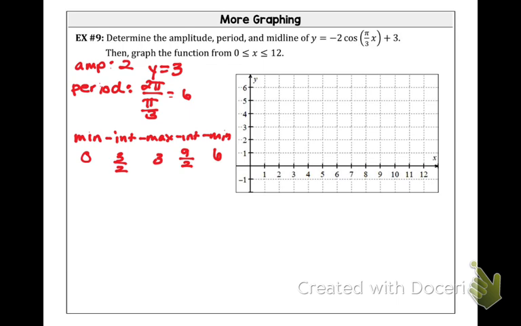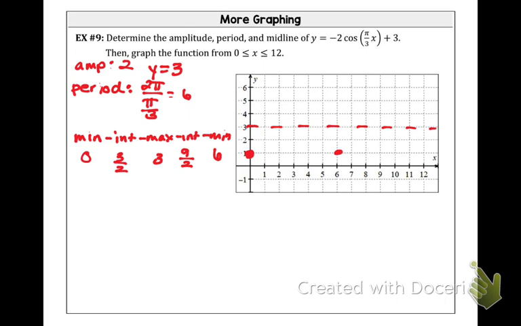So at 0, we're going to have a minimum. Oh, shifting. Always don't forget that midline. I always forget the midline. Dot out that midline as soon as you write it down. So there's my midline. All right, amplitude is 2. So we're going to go down 2 to start. So that puts us at 1. At 6, we're going to be back down at 1.